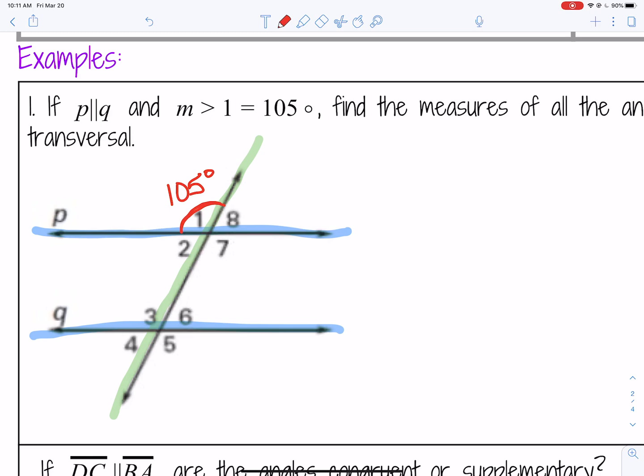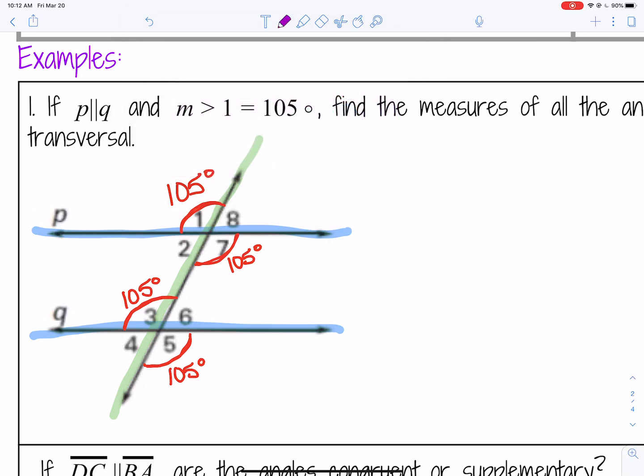It's a vertical angle to angle 7. So that would also be 105 degrees. We can tell that it is corresponding to angle 3. So that would be 105 degrees. Angle 3 is vertical with angle 5, or you can consider angle 5 is corresponding with angle 7. But either way, those are all 4 going to be 105 degrees.